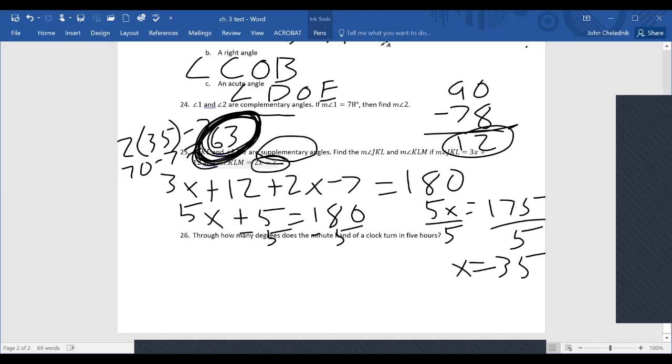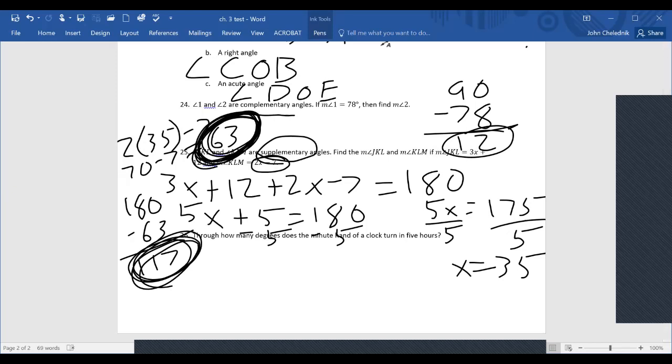Now to get the other answer, you could either plug 35 into the other expression, or you could remember what supplementary means. Supplementary means they add up to 180. So just take 180 minus 63, and guess what? You're going to get 117, your other answer. That brings us to our very last problem, thank goodness.